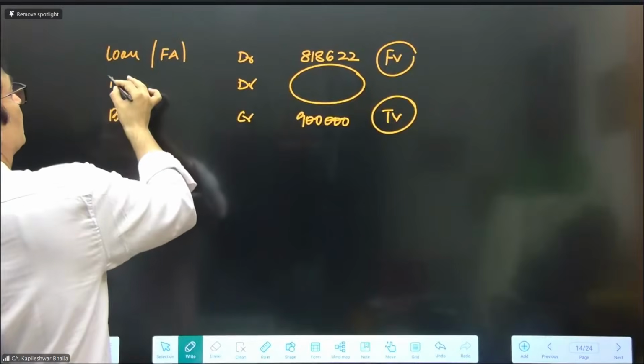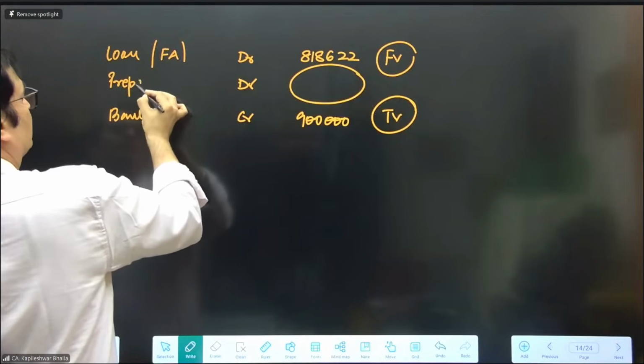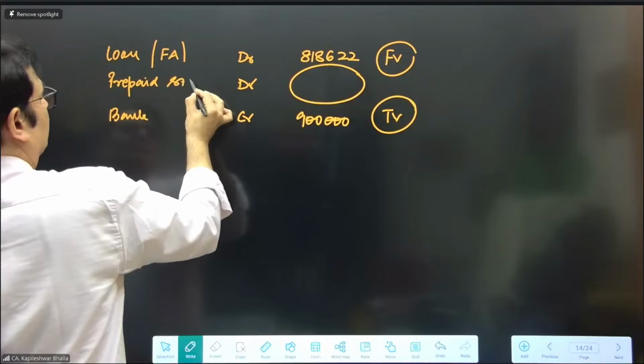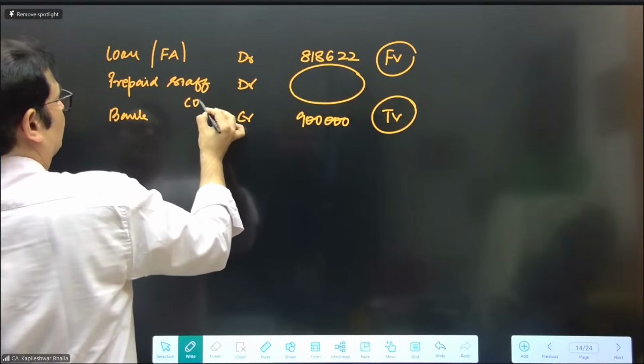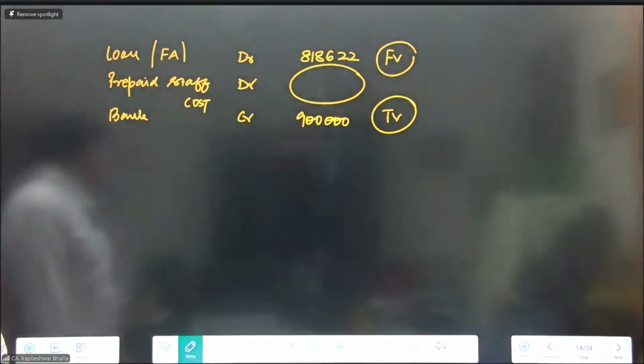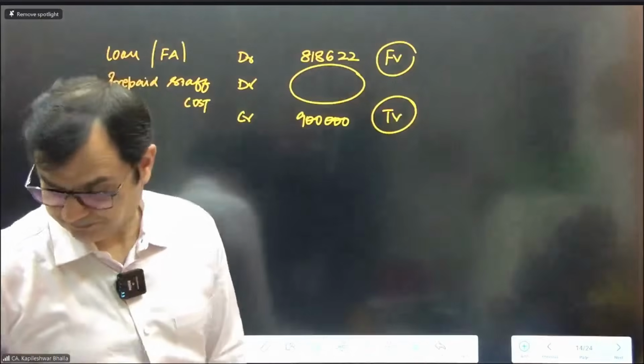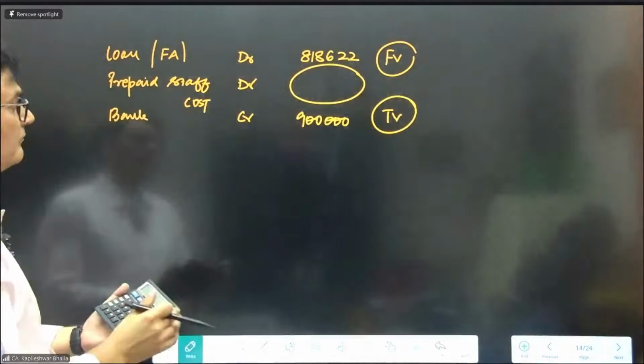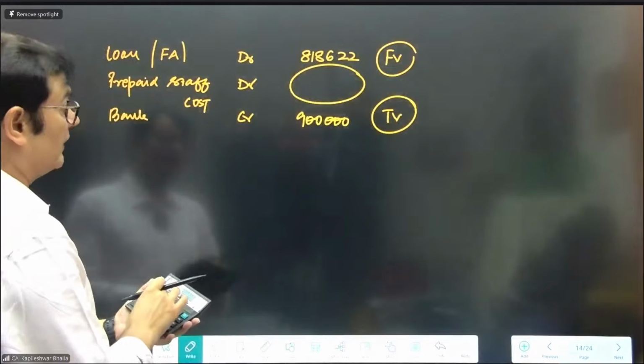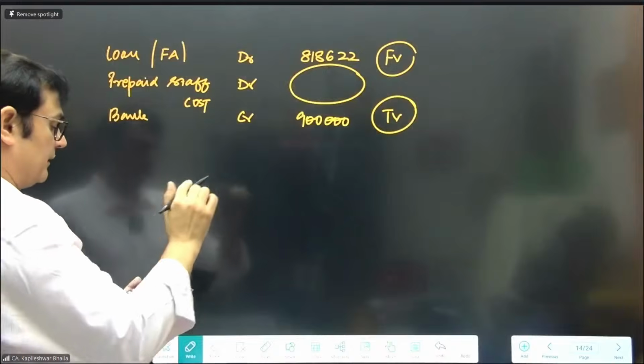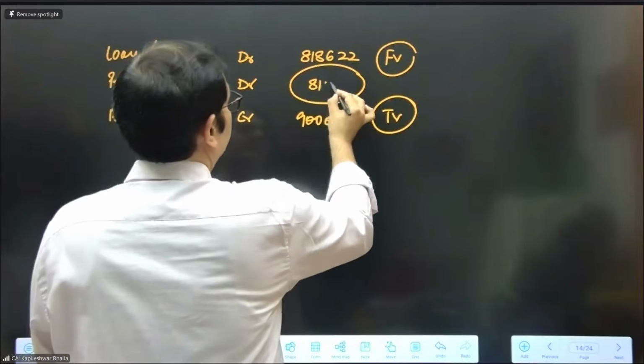This is going to be the prepaid staff cost. So this becomes a balancing figure with us. So 9 lakhs minus 818,622, that's 81,378.